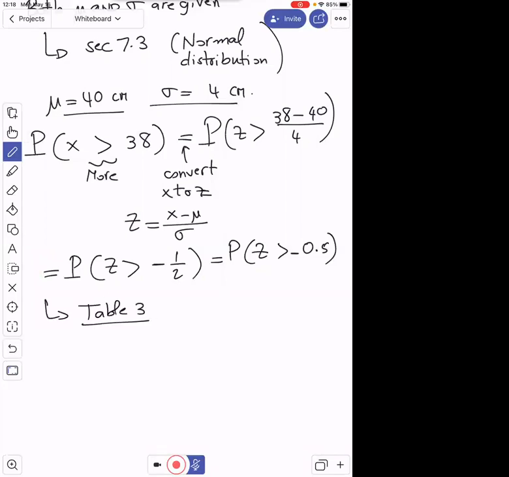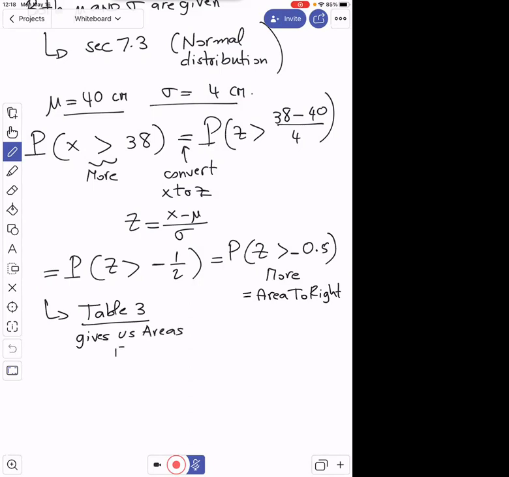Okay, then use table 3. Just be careful, this is "more". So when it's more, that will be the area to the right. And we said the table gives us the areas to the left. The table gives us the areas to the left.